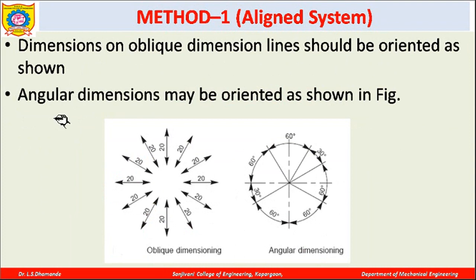In this dimensioning, the dimensions on oblique lines should be oriented as shown. So this is nothing but oblique dimensioning. I already discussed this in the last slide itself. The angular dimensions may be oriented as shown in this. So angular dimensioning is shown like this, and oblique dimensioning is shown like this.